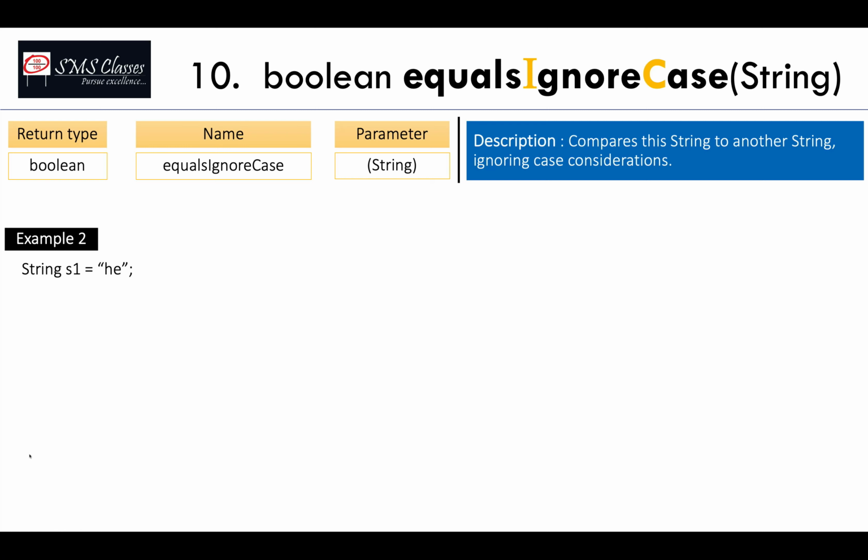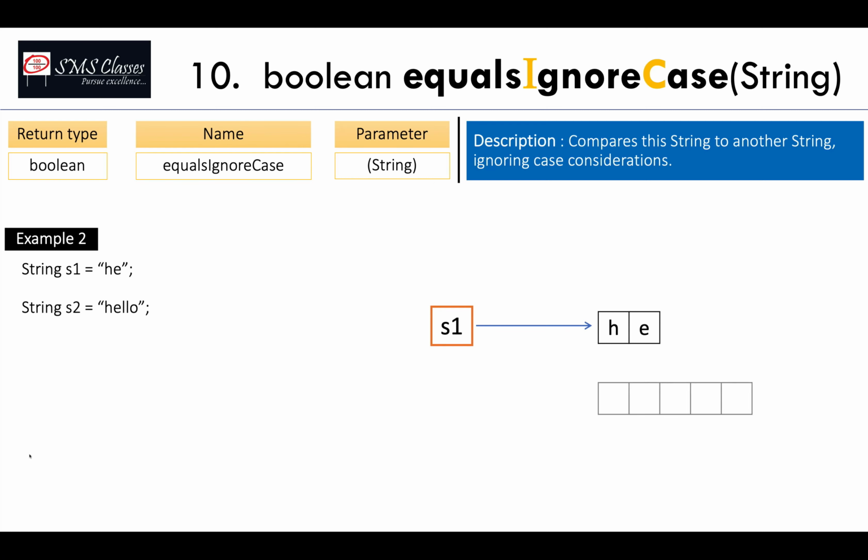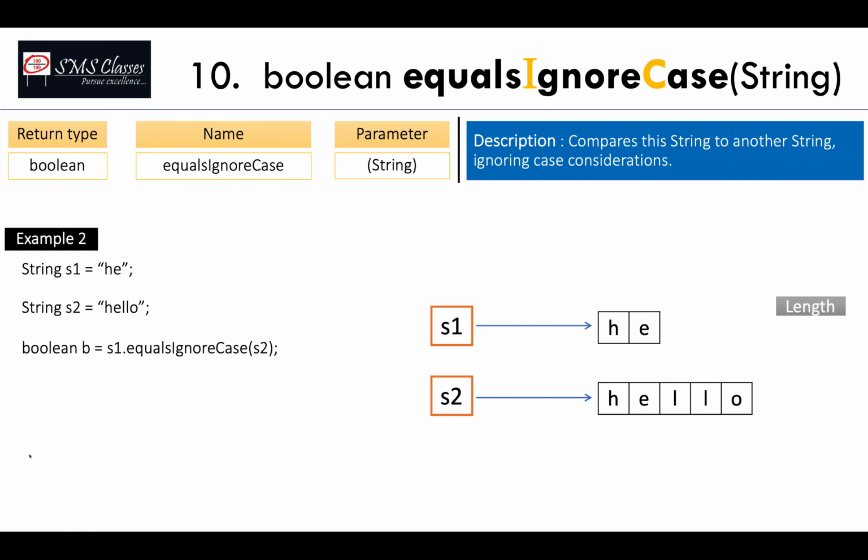One more example. If S1 is "he" and S2 is "hello", when the lengths of the strings are not equal, there is no point comparing character by character. So the length of S1 is 2 and the length of S2 is 5. So it just returns false immediately.